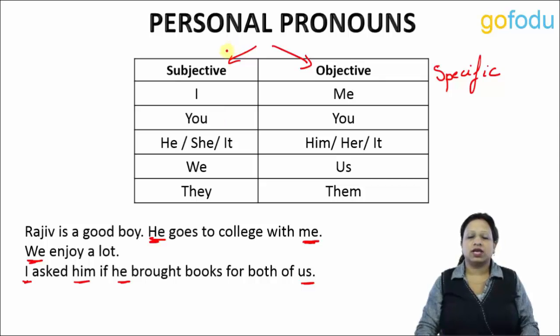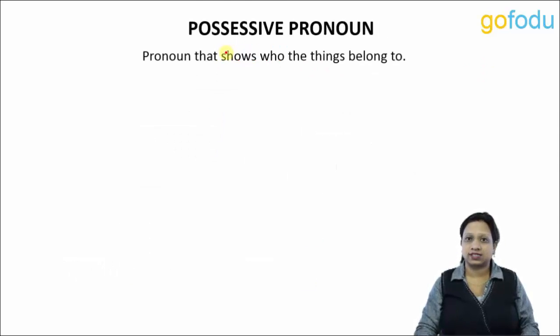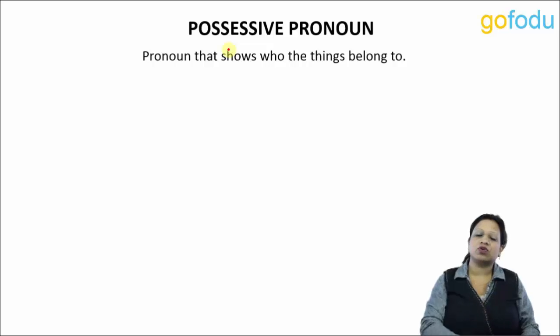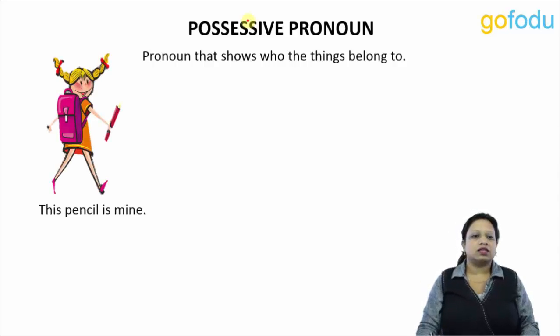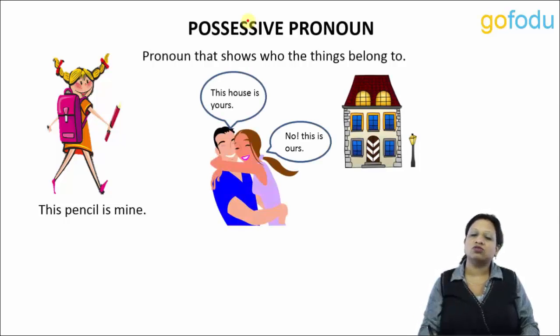All right, let's move on to the next type, that is the possessive pronoun. By the word possessive, it means possession, when something is there that you acquire, that has your possession on it. So a possessive pronoun shows that something belongs to someone, and to which it refers. Let's see. This pencil is mine. This is my pencil, or this pencil is mine. This house is yours. Then the girl says, no, this is ours.